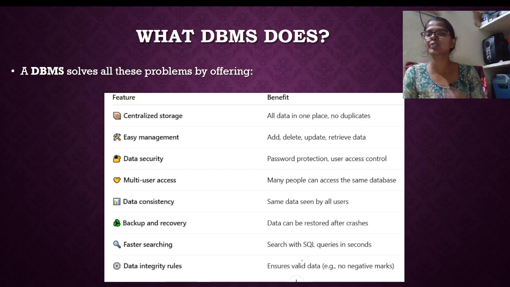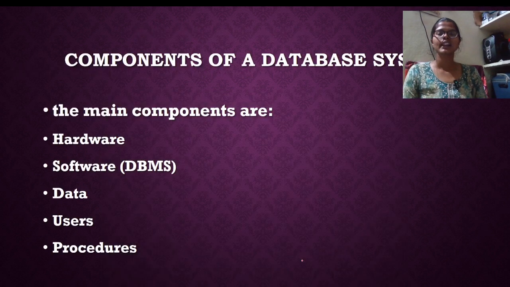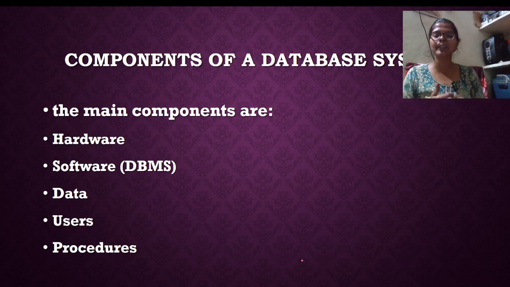But when it comes to the DBMS, we can easily get that person's data by just clicking the search operation. Okay. Next, all this makes us learn DBMS. So what are the main components of this DBMS system? The main components are hardware, software, data, users, and procedures. We'll see one by one.